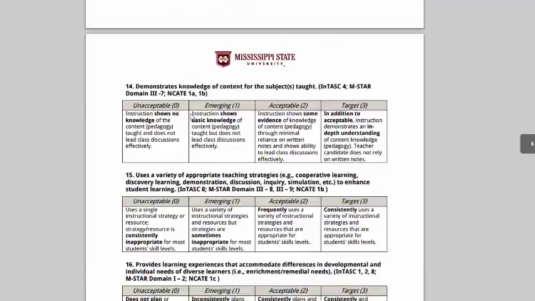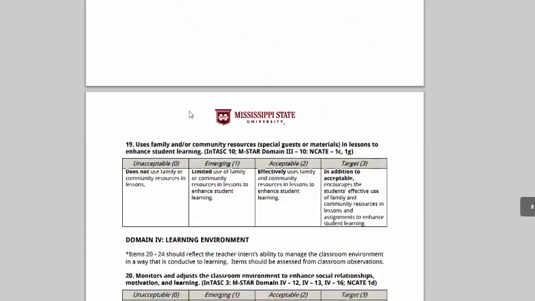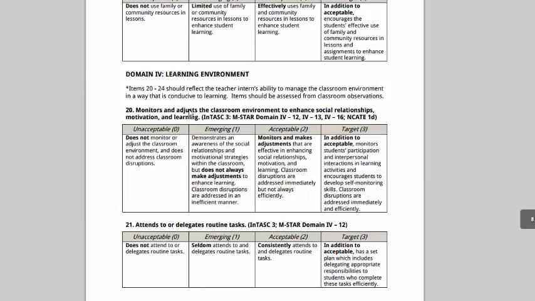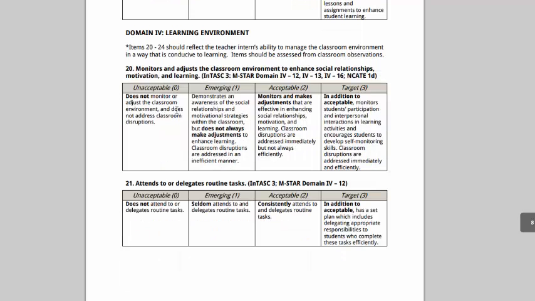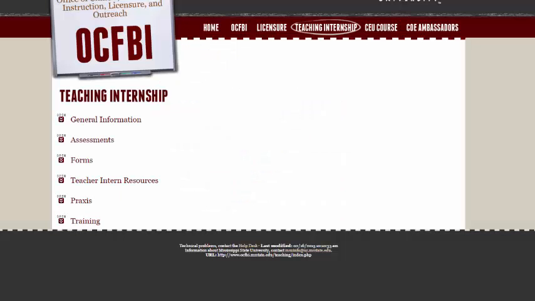Domain 4 is also, let's see if I can find domain 4. It's the learning environment. How are you controlling the environment? So really domain 3 and domain 4 is what's going on in the classroom. And domain 5 is about your community involvement. Are you trying to get the parents involved? Those are real easy. So that's the TIA instrument. So we'll bounce back now.